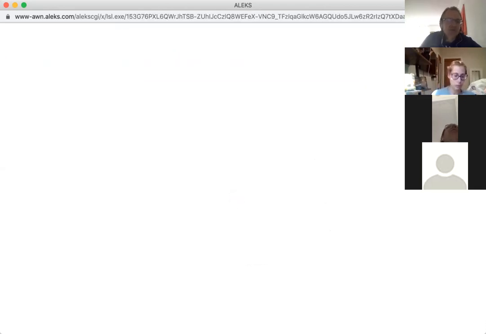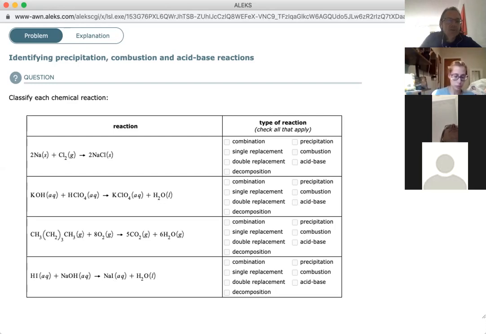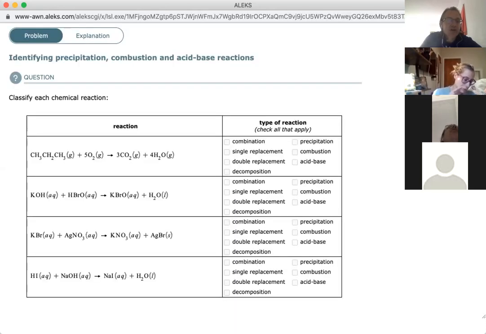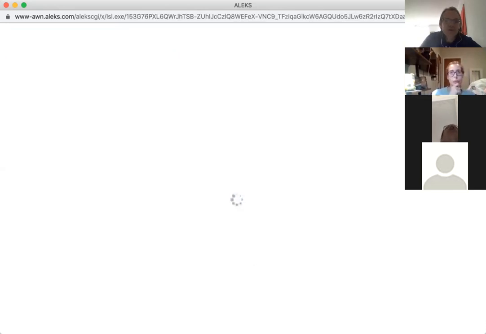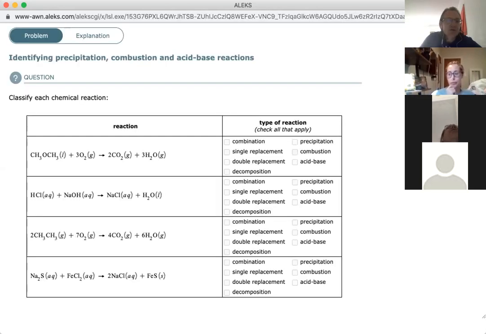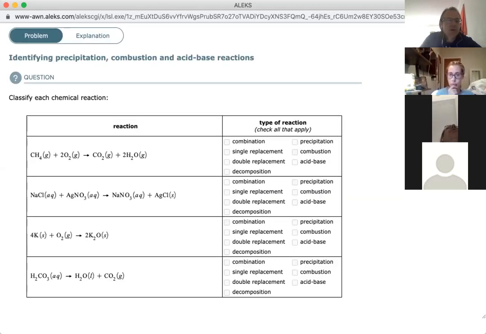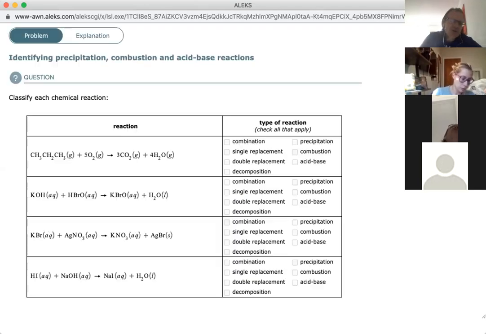Maybe nothing will come up. Let's see. Yeah, I don't see any. So you may not get a single replacement. It's in there as a category, but it might be just an oversight that they don't put it in there anywhere. Okay, I'm going to show one more. Yeah, there's a decomposition, there's a combustion, there's a precipitation, there's a combination, but I do not see any single replacement. So let me show you. I'll stop the screen share and just show you just so you can see it.